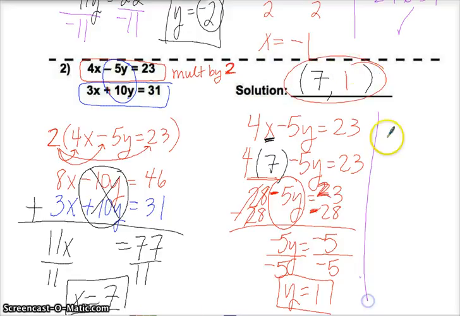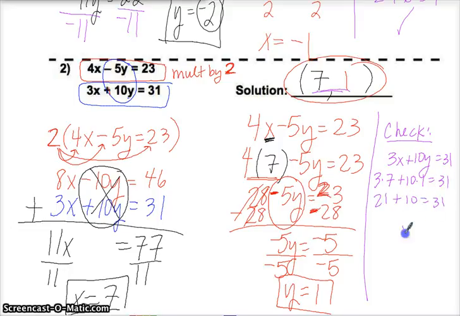Of course, you should do a quick check. So if you have time, go ahead and plug these two numbers into 3x plus 10y equals 31 and check it. So 3 times 7 plus 10 times 1, does that equal 31? 21 plus 10 equals 31, yes it does. So this must be correct.